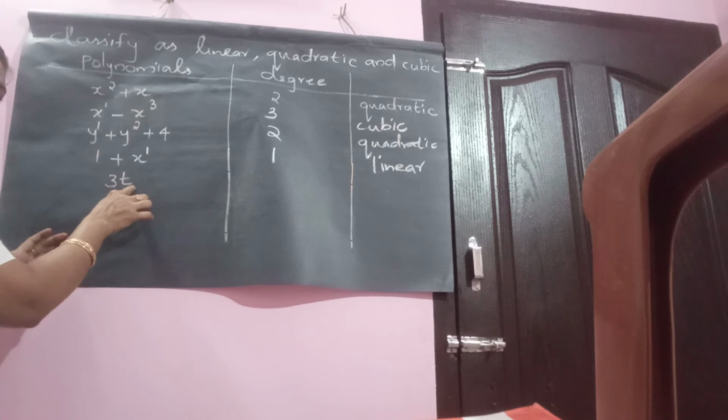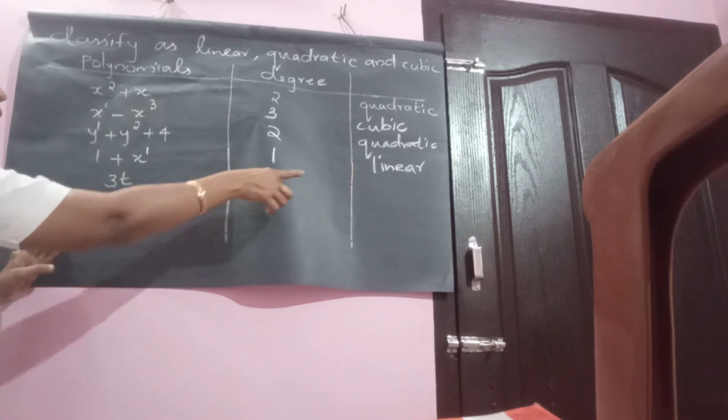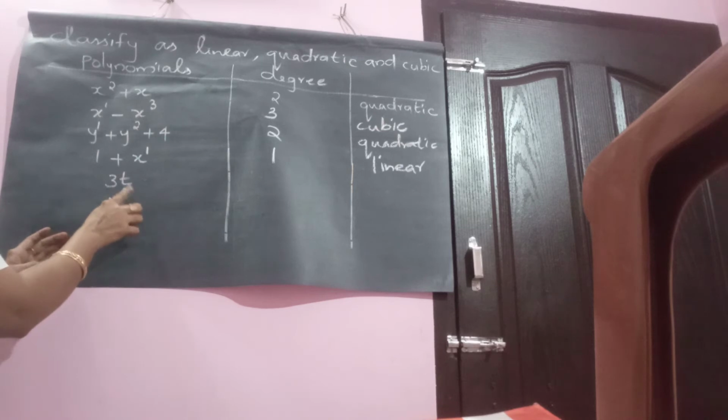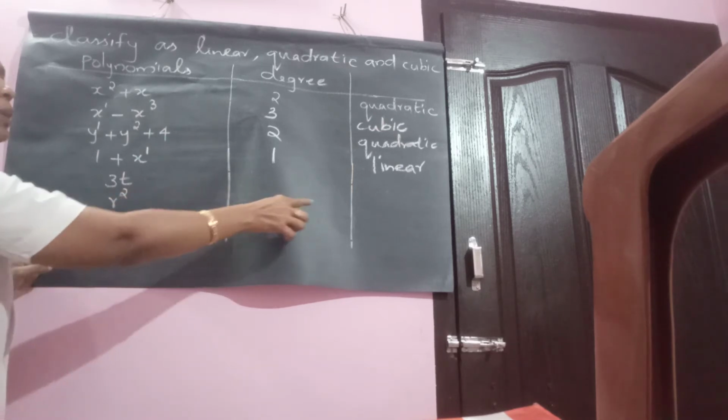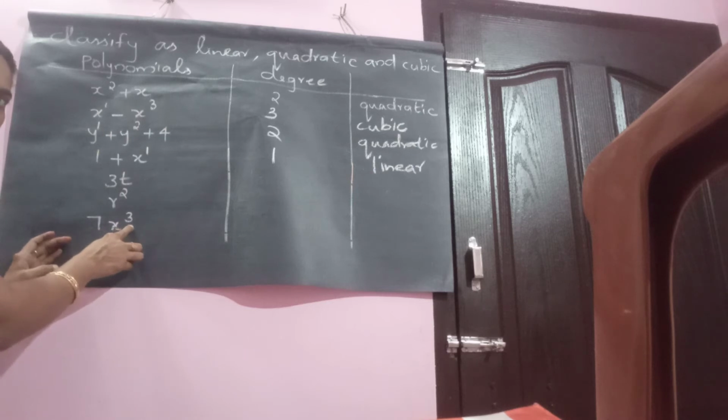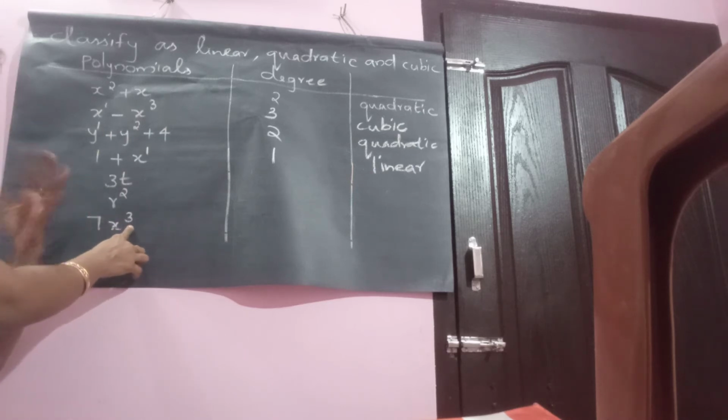3t, what is its power? 1. So power 1 means what will be the answer? Understood? Then r square means degree 2. Degree 2 means what will be the name? Then here it is degree 3. Okay, only one term is there. You needn't bother about how many terms are there.